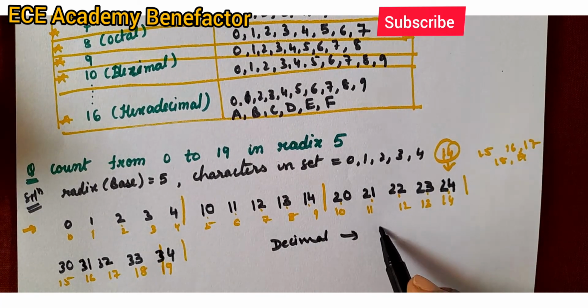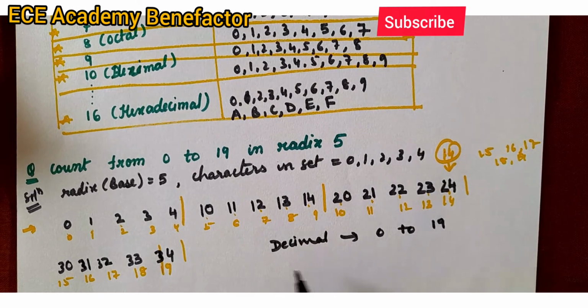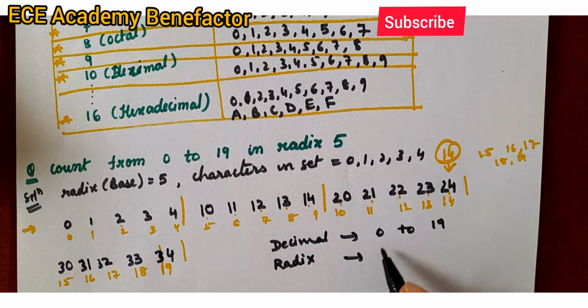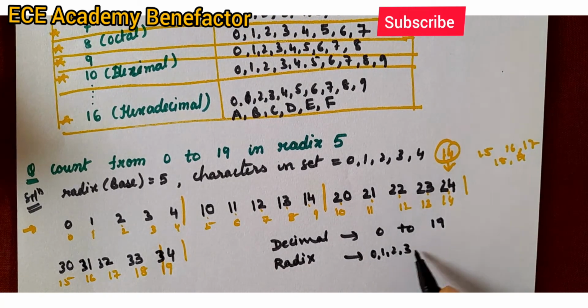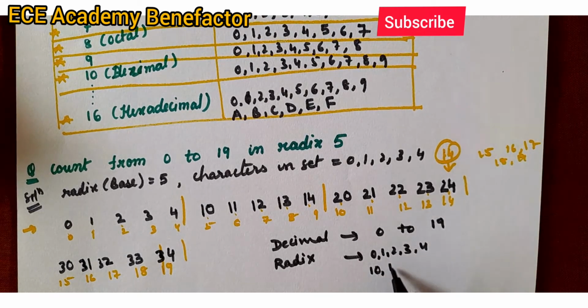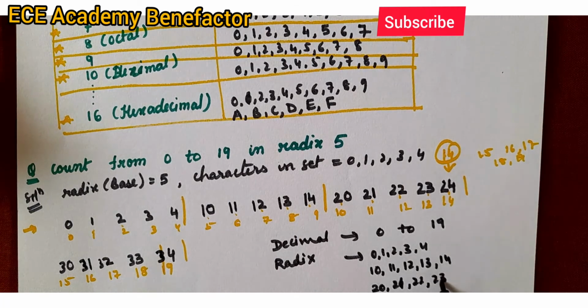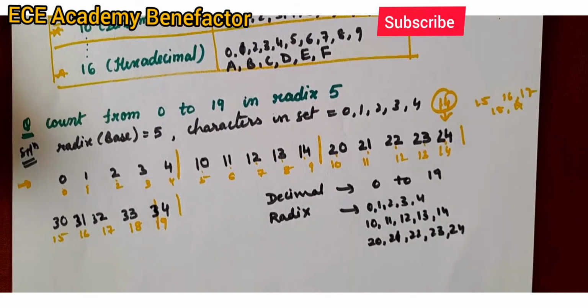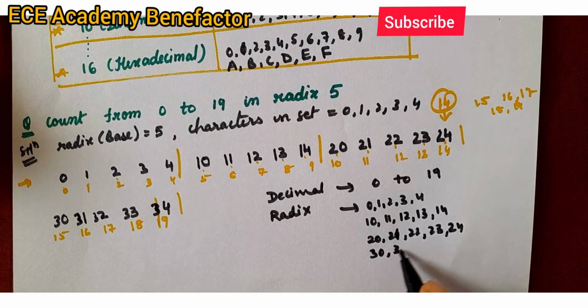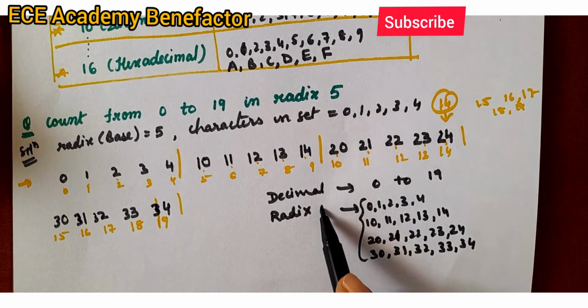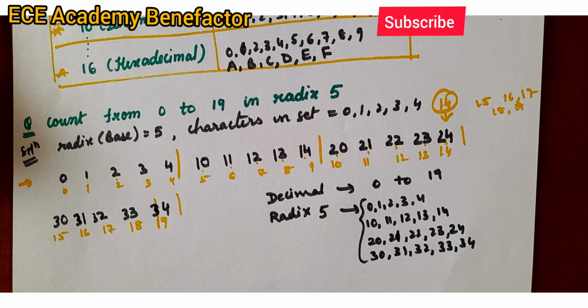So counting decimal numbers from 0 to 19, how do we count for radix 5? It is 0, 1, 2, 3, 4, then 10, 11, 12, 13, 14. Next series is 20, 21, 22, 23, 24. Then 30, 31, 32, 33, 34. So this is for radix 5. In this way we count the numbers in radix 5.